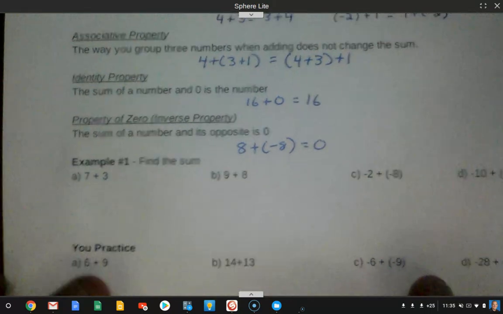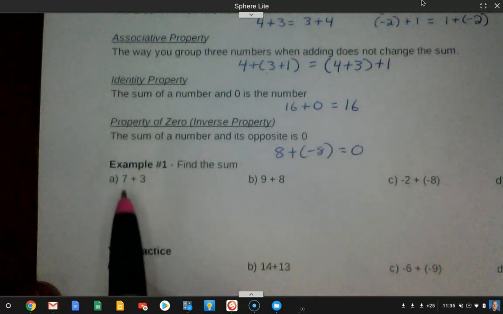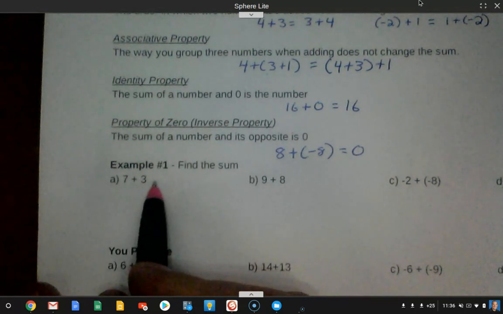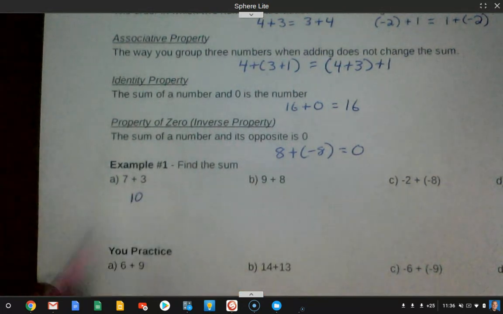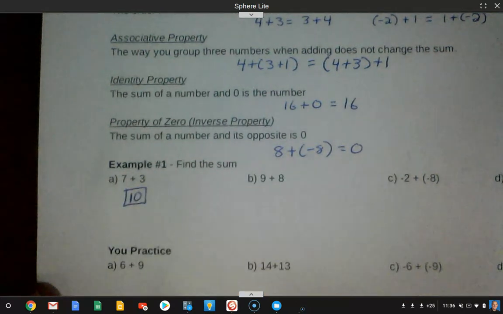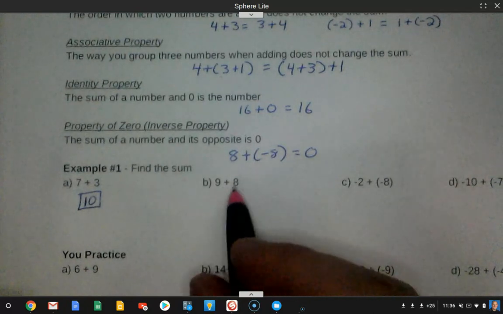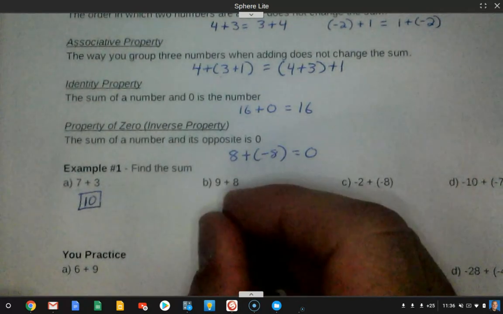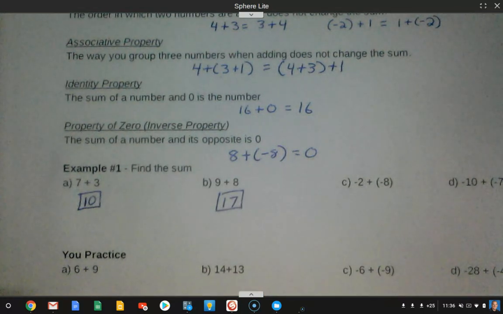Let's go ahead and take a look at some examples. In this case, this should be a problem that you're pretty familiar with. 7 plus 3. The signs are the same, so we're going to add and keep. We're going to add them, and since they're both positive, we're going to keep the sign positive. Same thing with letter B. Same sign, add and keep. So 9 plus 8 is 17. They're both positive, so we're going to keep the sign positive.